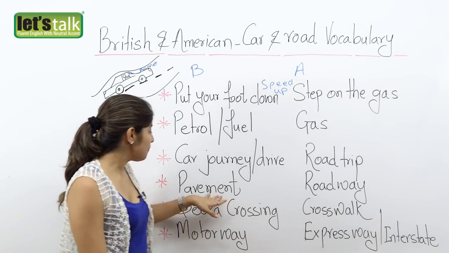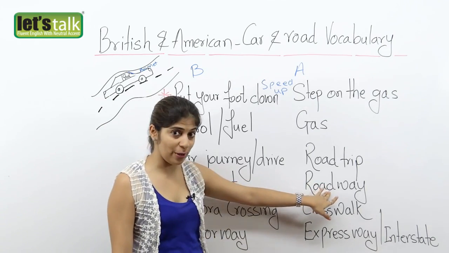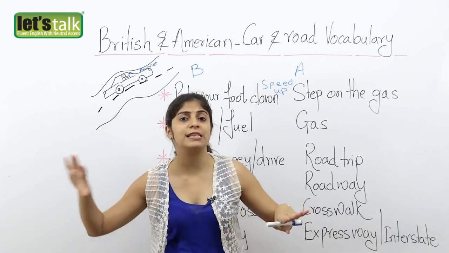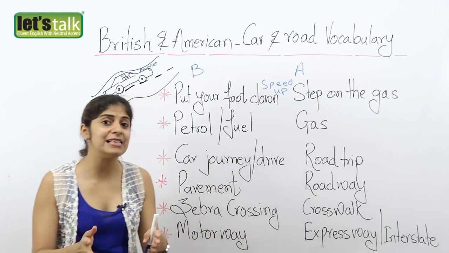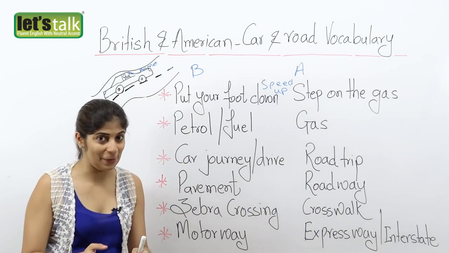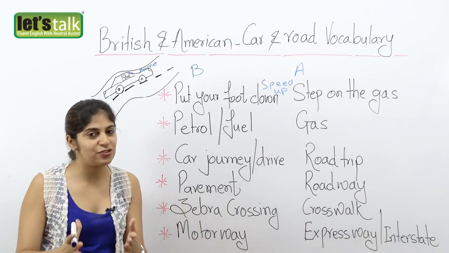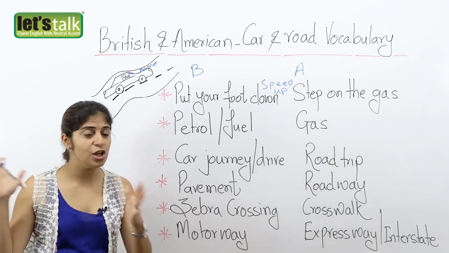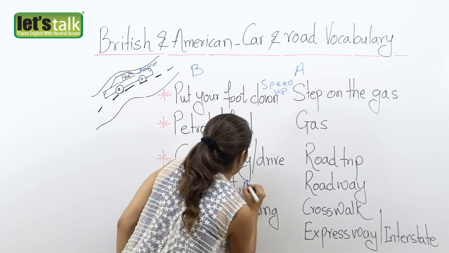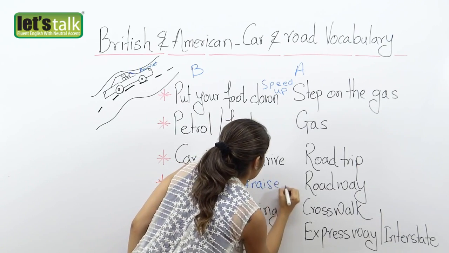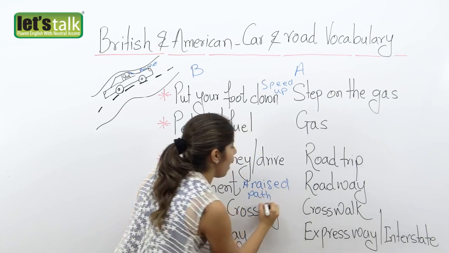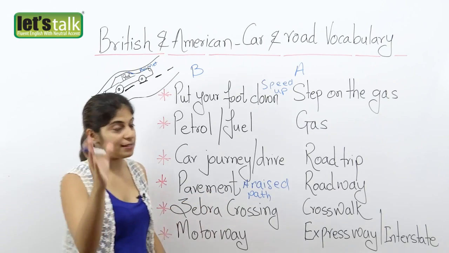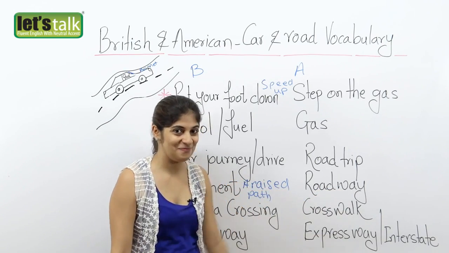Let's see here what we have. Pavement and roadway. Pavement and roadway is the raised path which is on the side of the roads, and that is specifically for pedestrians. Not for the cars, but for pedestrians. It's a raised path where pedestrians can walk, avoiding the traffic. So it is a raised path on the sides of the road. In British English, it's called pavement, whereas in America, it's called roadway.